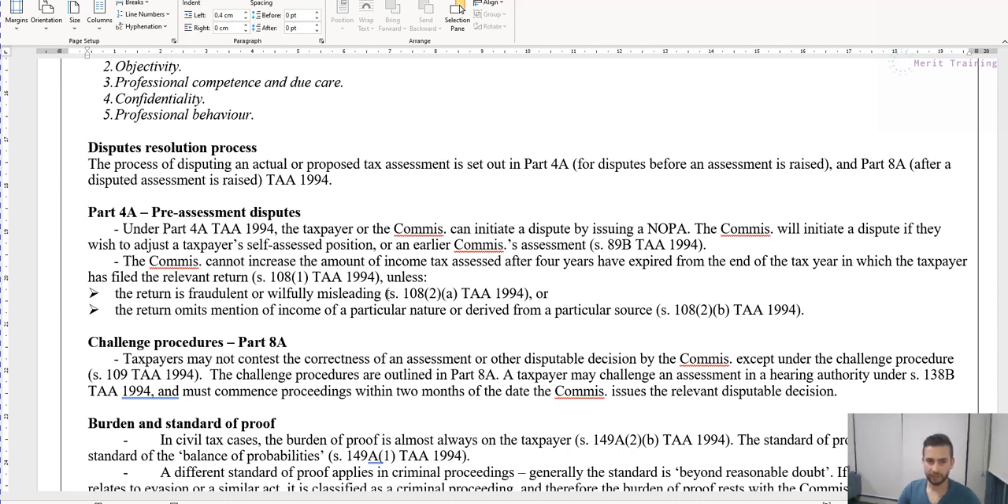So the next one, which I mentioned earlier, is Part 4C, which is after a disputed assessment is raised. The taxpayer may not contest the correctness of an assessment or other disputable decision by the commissioner, except under the challenge procedure. So the challenge procedure outlined in Part 8A. A taxpayer may challenge an assessment in a hearing authority and must commence proceedings within 2 months of the date the commissioner issues the relevant disputable decision.